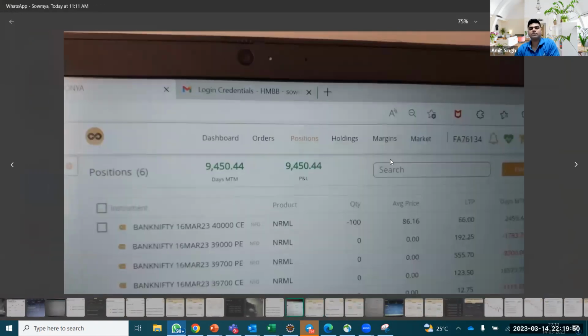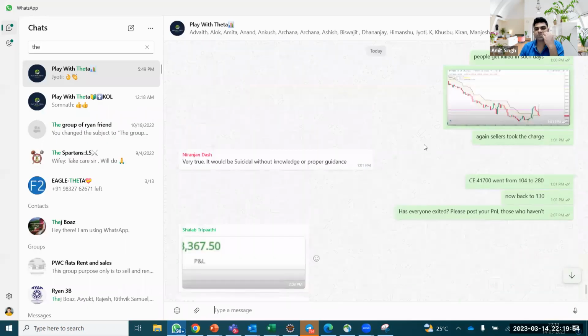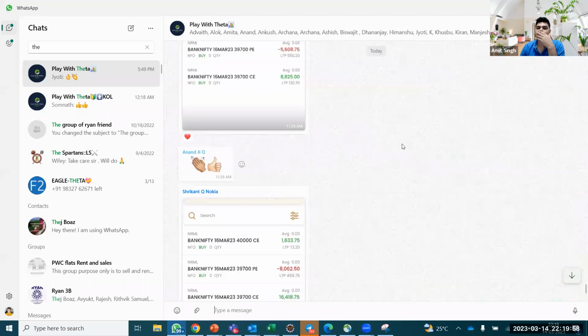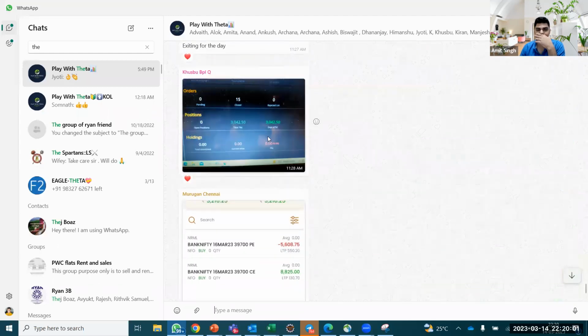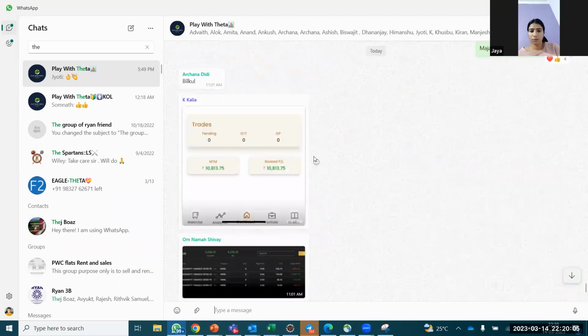Okay, so this is good money, right? Where people are making money with this strategy and view. And yesterday also, if you see, everyone made good money. And this is the group where people will share and do all that.